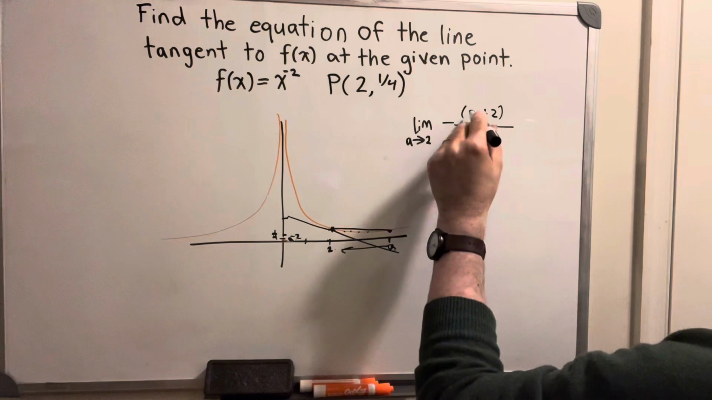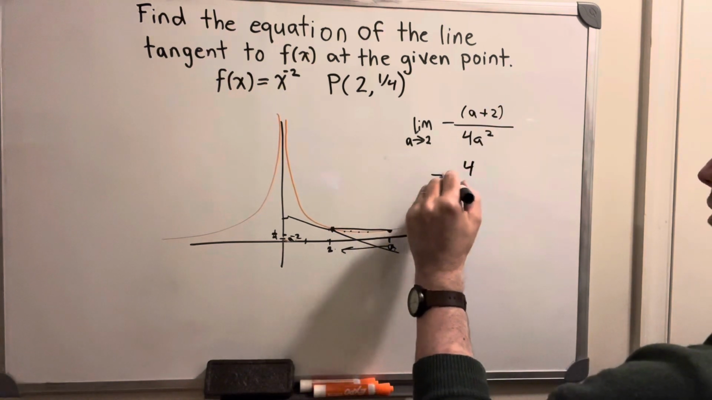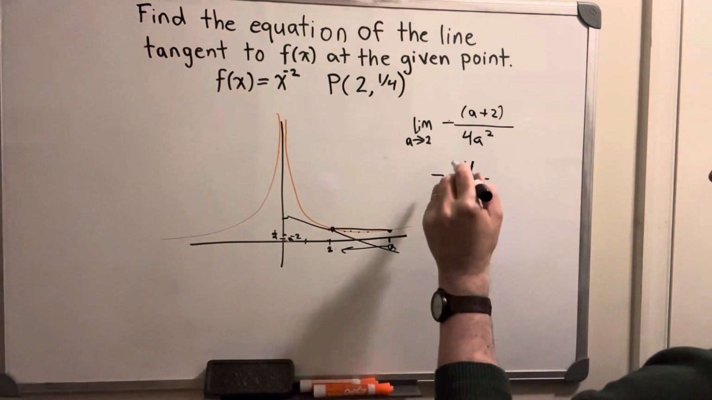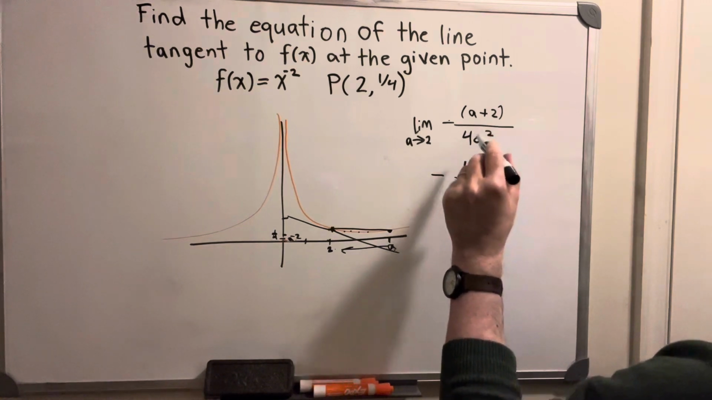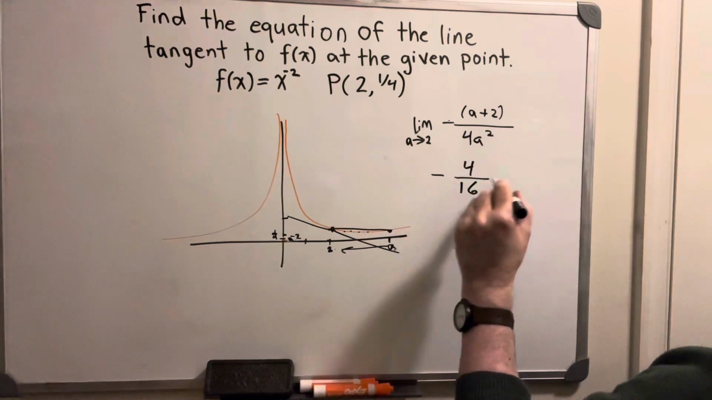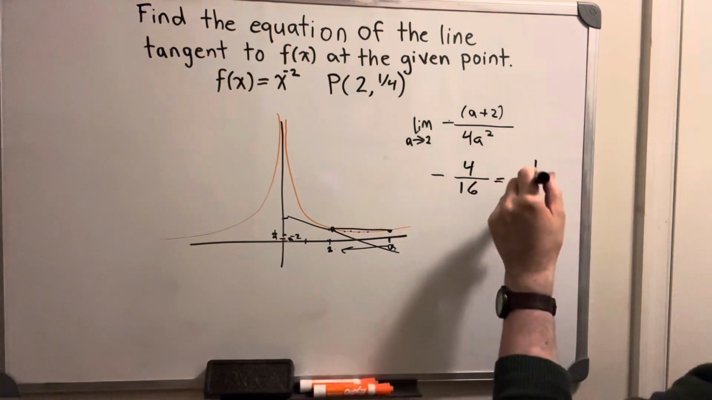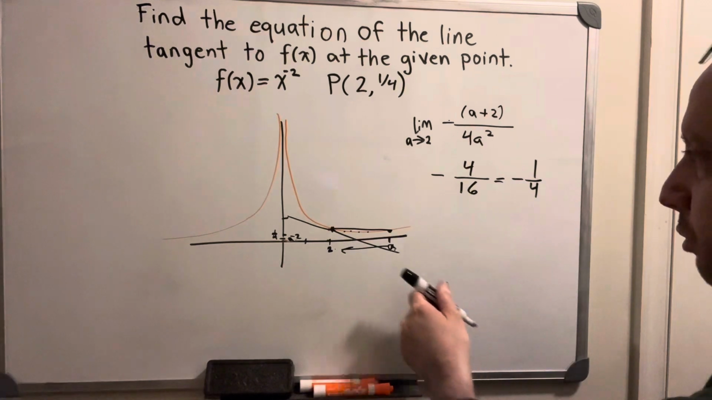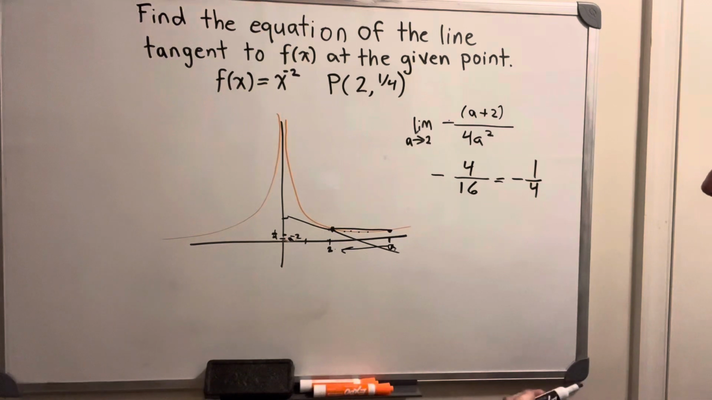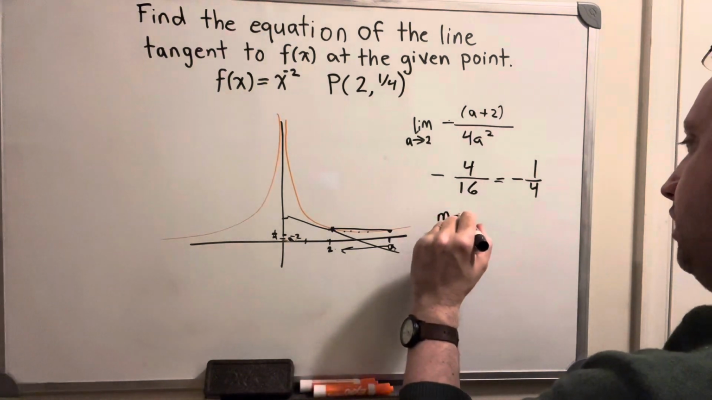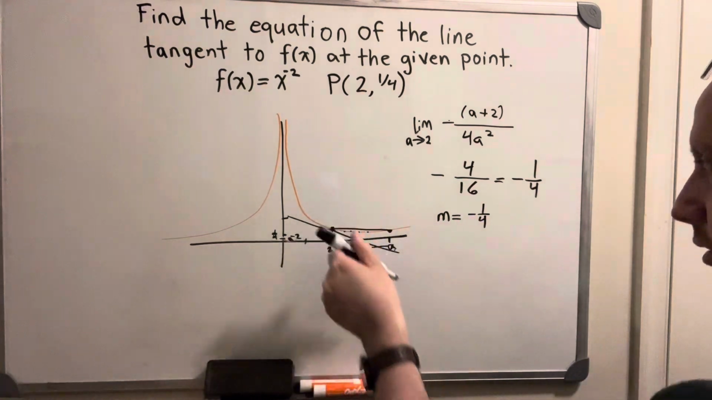Now, 2 plus 2 is 4. So we'll get minus 4 over 2 squared, which is 4. 4 times 4 is 16. Minus 4/16 equals minus 1/4. So this is the calculated slope at the tangent. We did that using limits. So m equals negative 1/4, and as we can see, the slope is a negative slope.